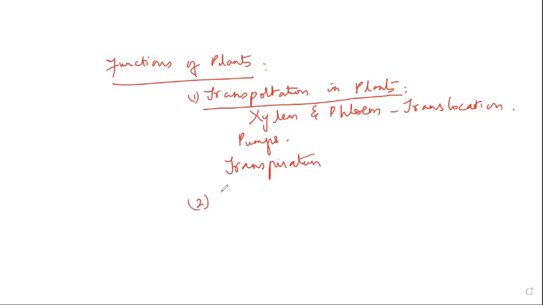Then the second basic function we have is mineral nutrition. Plant nutrition is a very important aspect, and it plays a key role in the growth of plants. These minerals are very essential for plants. The deficiency causes many negative effects on the growth of the plant. Deficiency symptoms and mechanism of absorption of these elements convey the importance of nitrogen fixation.